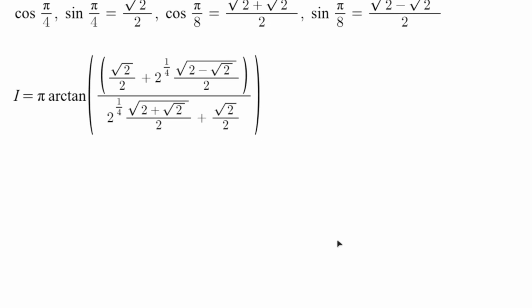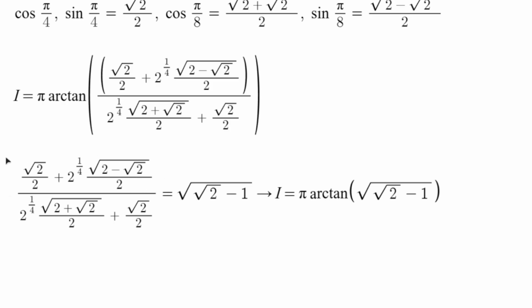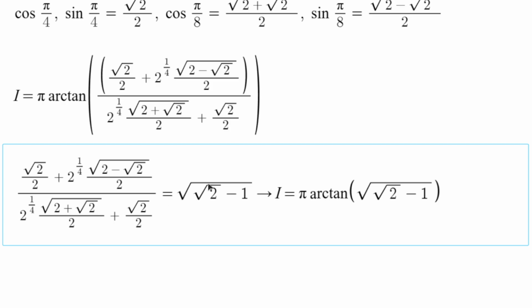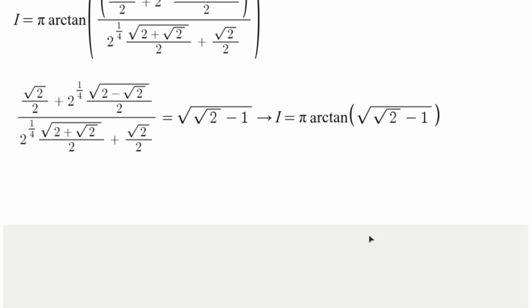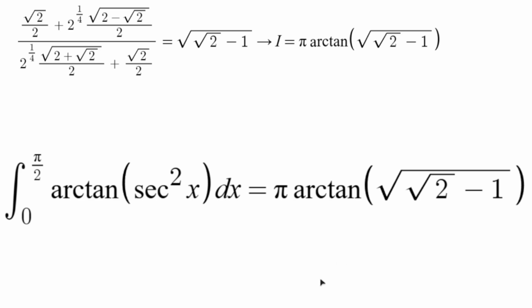Now, I'm not going to show the algebra in this, but if you do a lot of algebra, you can actually show that this expression right here is just the square root of the square root of 2 minus 1. So that is how we're going to leave it. So to finish things off, we now know that the integral from 0 to pi over 2 of the arctangent of secant squared x dx is pi times the arctangent of the square root of square root of 2 minus 1.